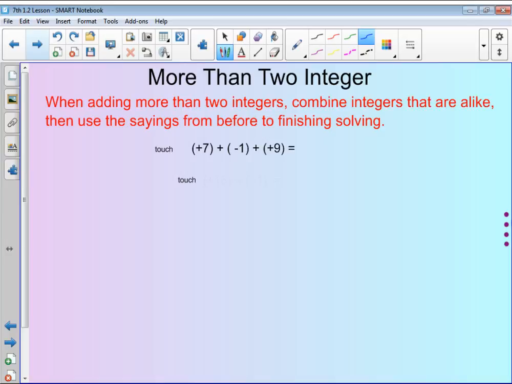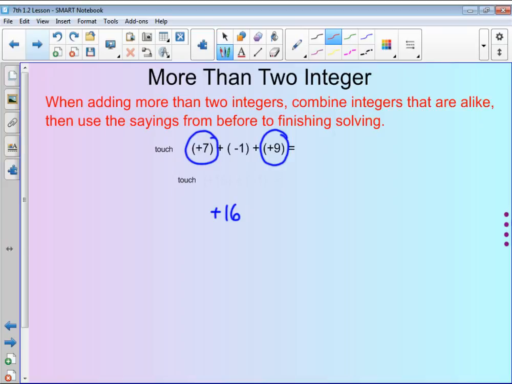So when I look at this problem, this is what I do. I'm very visual, so I like to circle ones that have the same symbol, okay, because here's a positive and here's a positive. So I'm going to put those together. So same symbols, find the sum. So I'm going to add them together. 7 plus 9 gives me 16. Okay, and I'm going to apply the same symbol. So I have a positive 16 for that part.